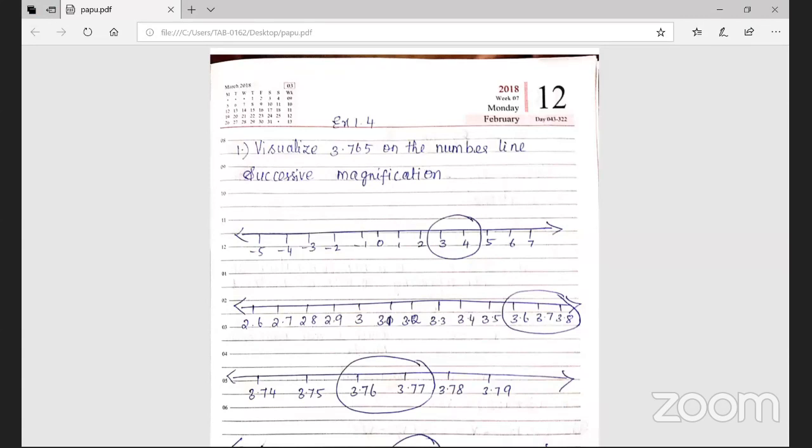And we have learned about non-terminating, which we divide and it will not end. It will also be in the form of a decimal number. And we also have learned about irrational numbers. An irrational number will not be in the form of p by q. And we have learned about non-recurring numbers. Very good.